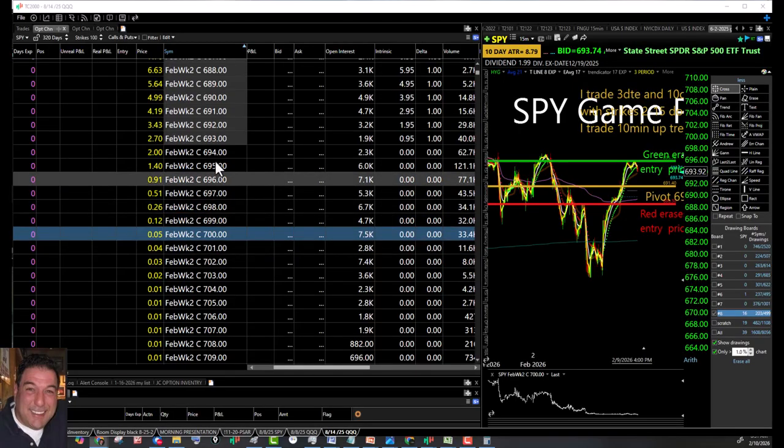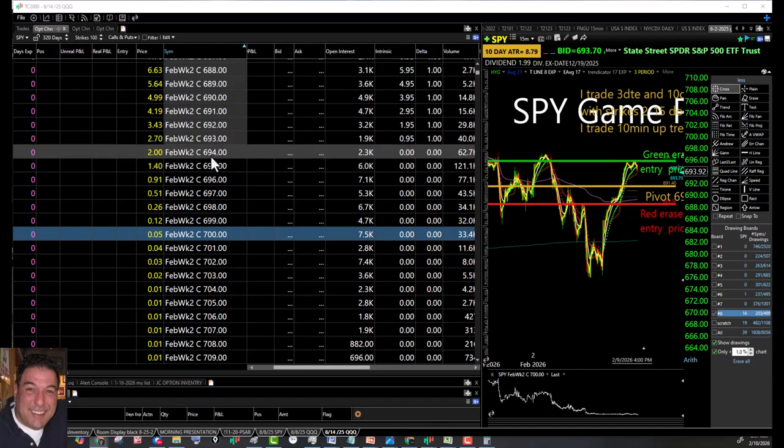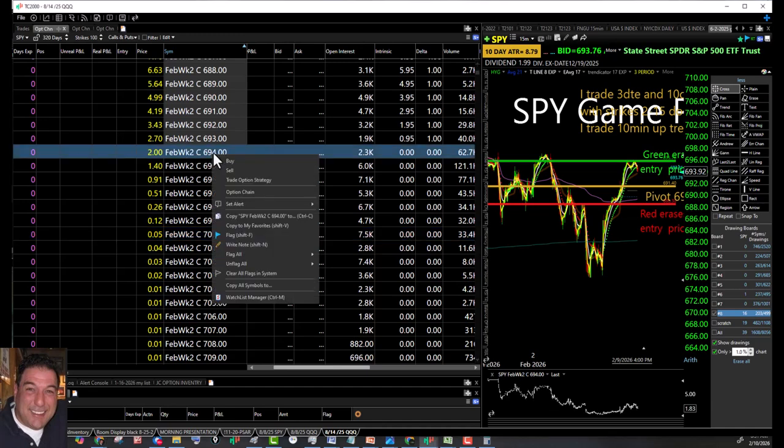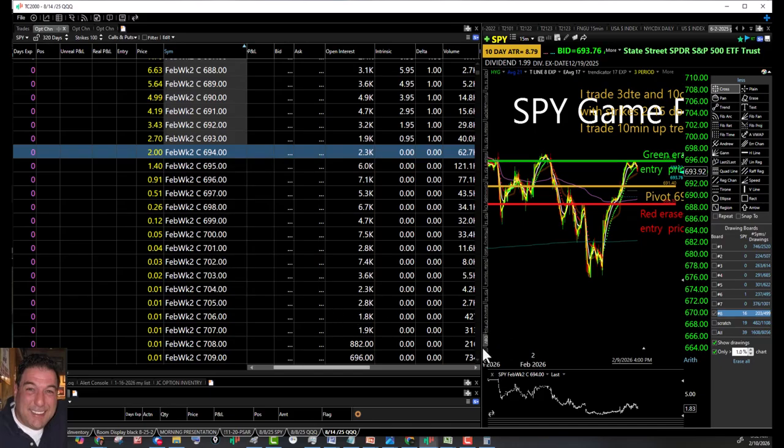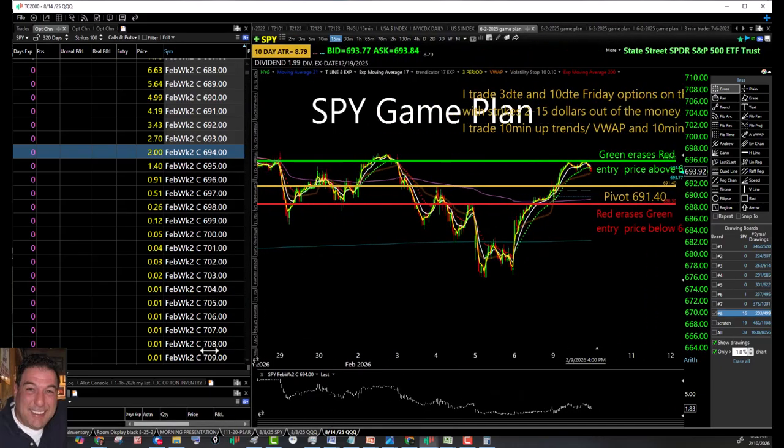So if you're at 694 and we close at 694, this is a zero DTE. This option's going to be worth 1 penny. Say we close at 694 and 1 cent. This option is going to decay down to 1 penny at the close, if that's where we close, 694 and 1 penny. I'm just showing you that's why I choose the out of the money options, because I can get more of them and I can defend it.